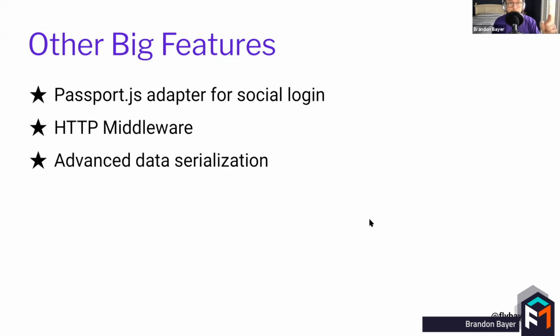We also have advanced data serialization, which automatically converts data. When you have a date object on the server, you can't send a date object over the network. It has to be converted to a string. So when it gets on the front end, you have to convert that string back to a date object if you want to manipulate it, right? Well, we do that automatically for you. So you don't even have to think about that anymore.